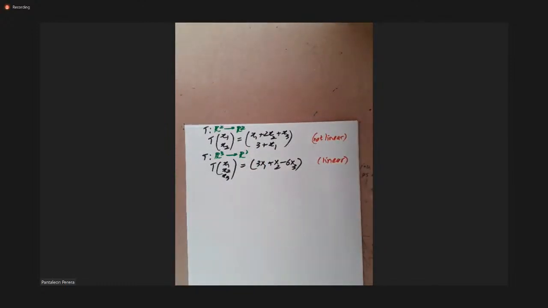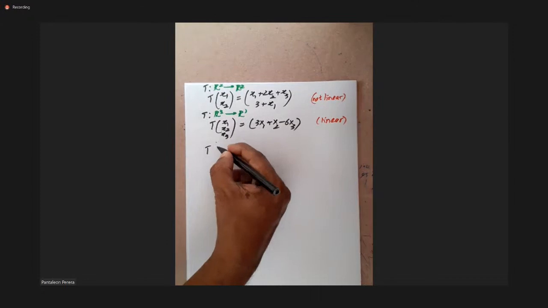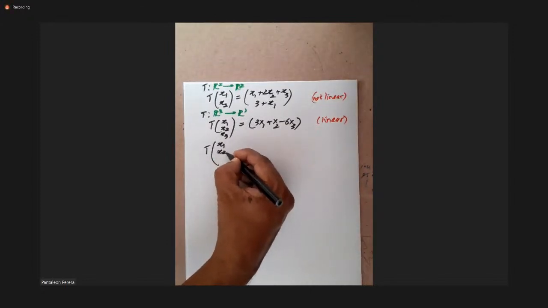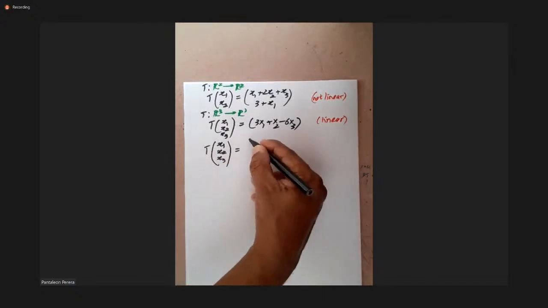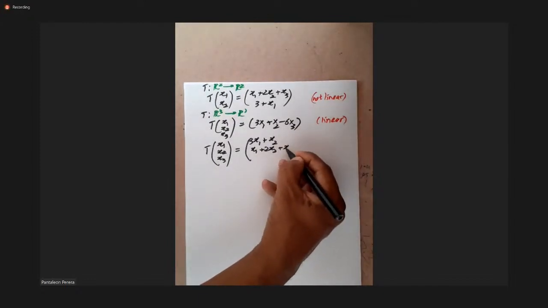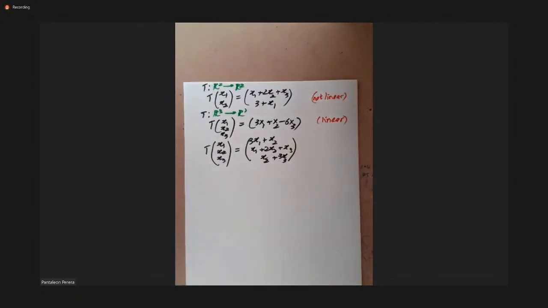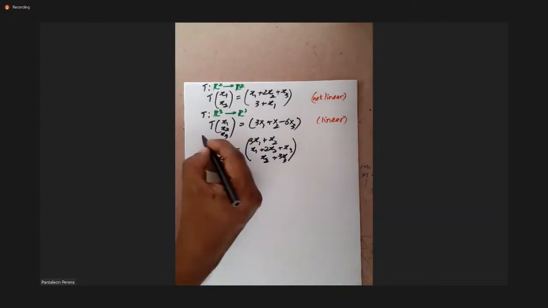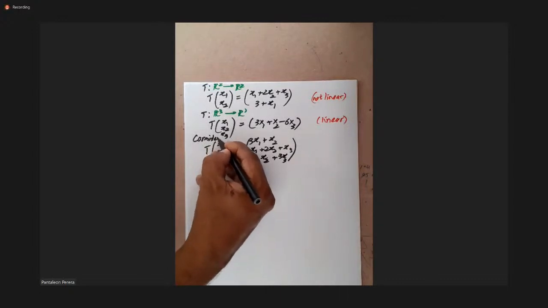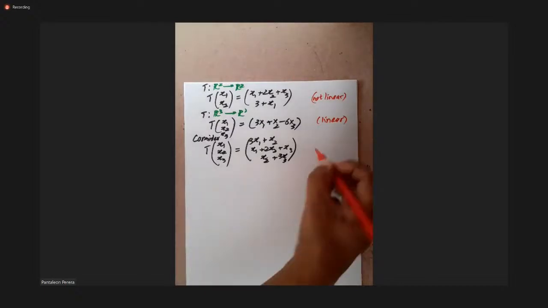So, it's not linear. Now, if the matrix is linear, you can come up with, now let's consider this one. Now, is this linear or not? Consider. Is it linear or not? Linear.